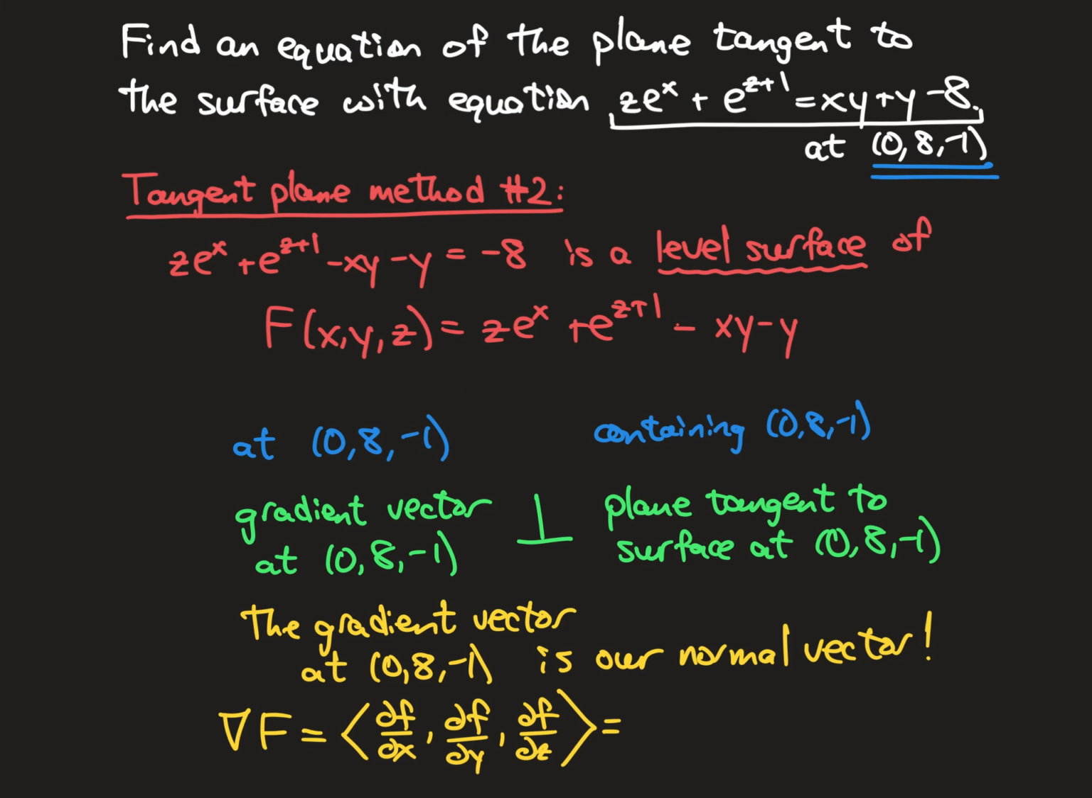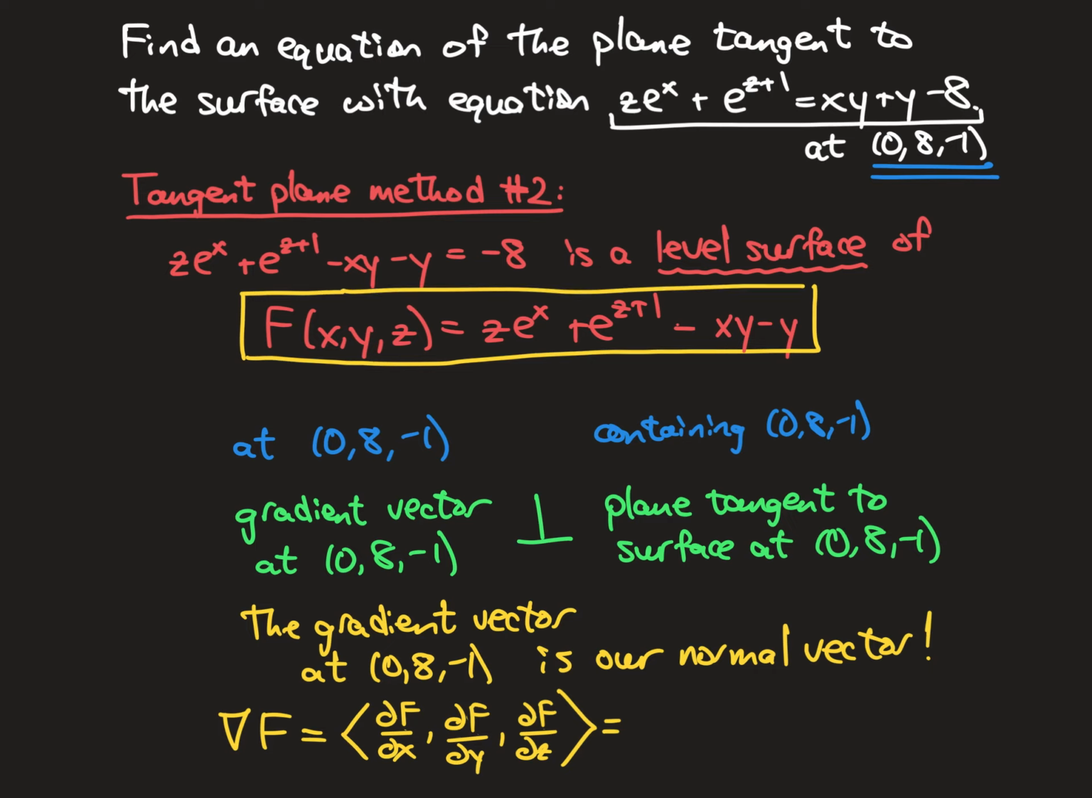And this is very good news because the gradient vector is very easy to compute. Or maybe I shouldn't say easy because it is a bit tedious, but it's well understood. It's just the vector whose components are the partial derivatives. So to find our normal vector, the vector normal to this tangent plane that we're trying to find, the key is simply to find the 3 partial derivatives of this function here.